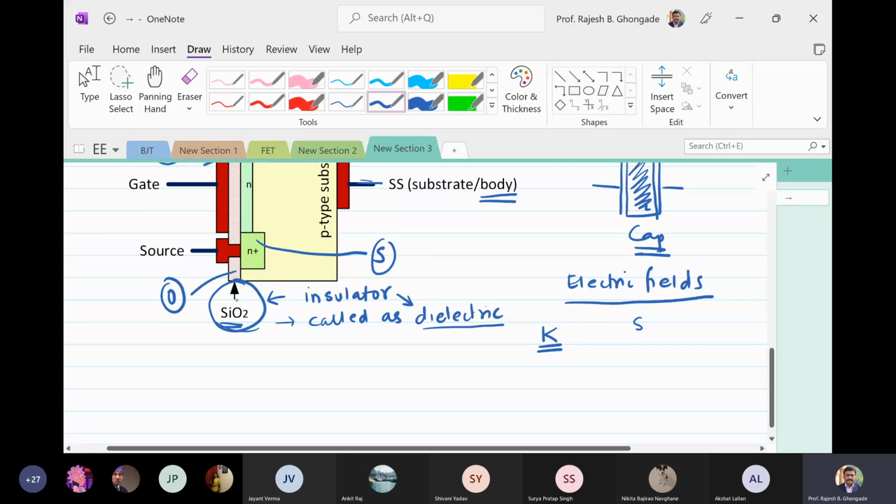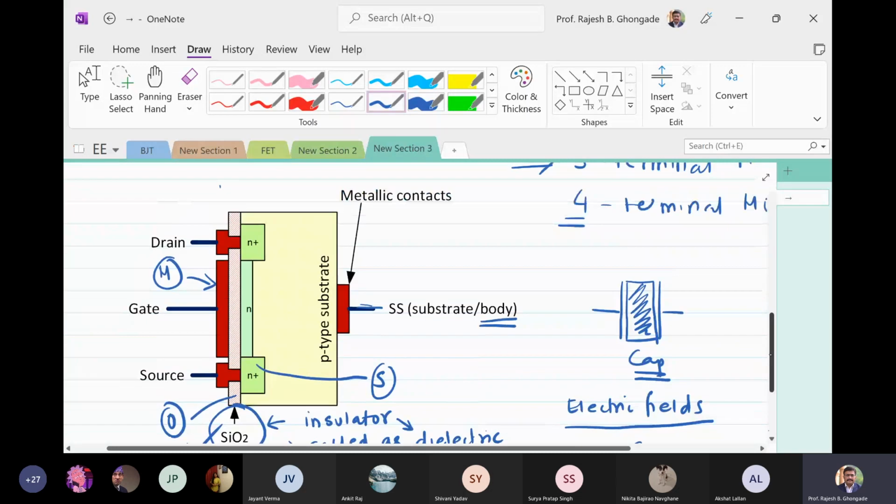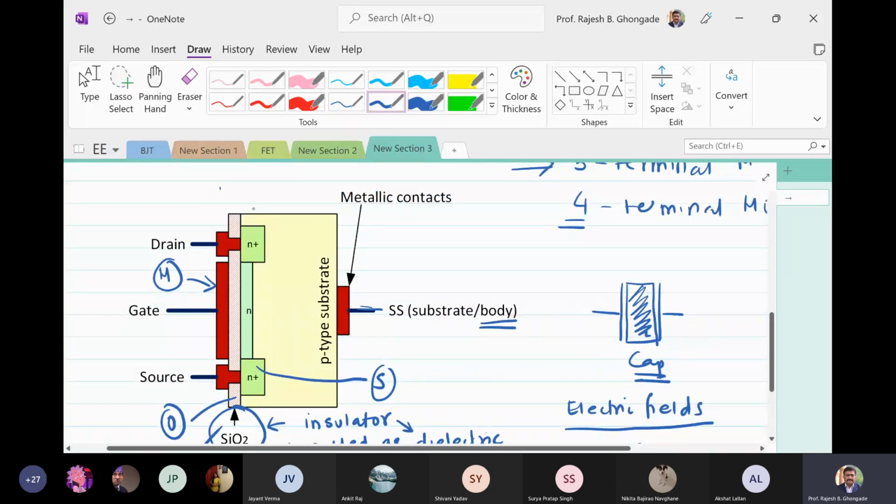So the question should have been, why SiO2? What SiO2 is and what its properties are will come later. So why SiO2? The reason is very simple and obvious: you have a semiconductor here which is silicon, and on top of silicon we can easily create an oxide layer. Another material will not work there. It will be very difficult for us to manufacture.